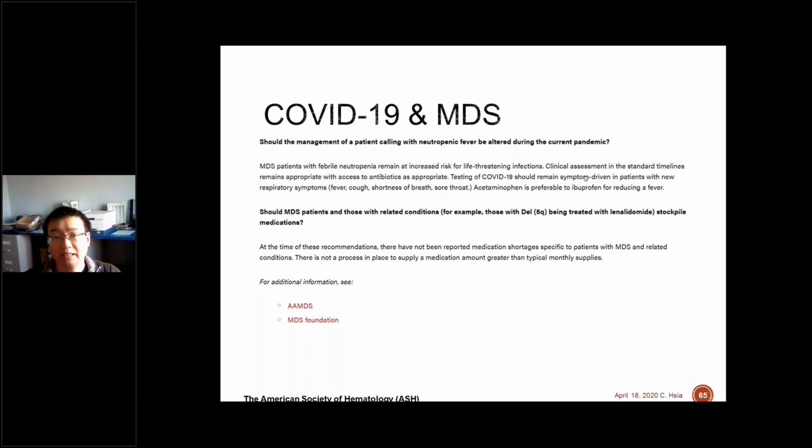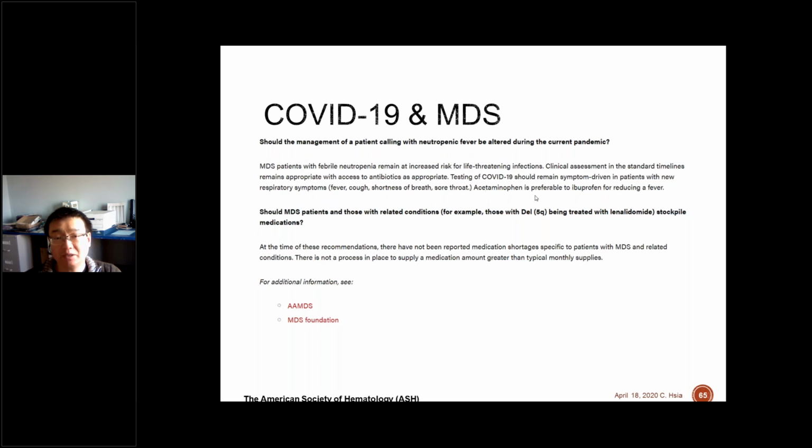Those patients, MDS patients with febrile neutropenia, remain at increased risk for life-threatening infections, and often these infections are bacterial infections. Clinical assessment in the standard timelines, that means urgently, remain appropriate with access to antibiotics as appropriate. Testing of COVID-19 should remain symptom-driven in patients with new respiratory symptoms, and these are just examples. There's more symptoms that we know of now, beyond fever, cough, shortness of breath, sore throat, muscle aches, pains, loss of hearing, sorry, loss of taste or smell.